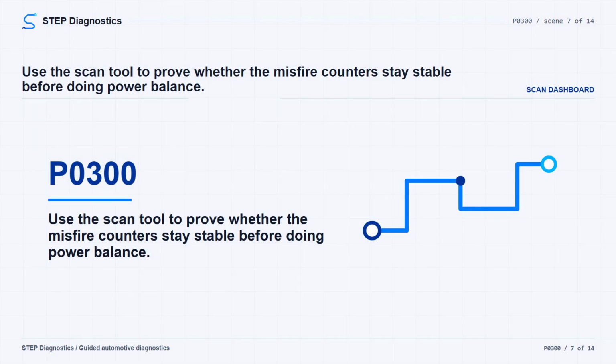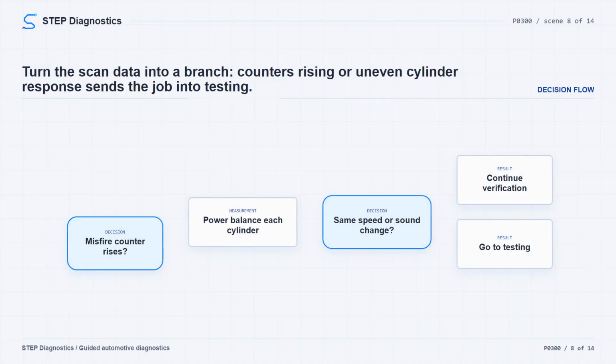Now watch the scan tool misfire data. The cylinder 1 to 8 current misfire counter should not increment. If it does increment, move into circuit and system testing. If it stays stable, enable cylinder power balance and compare how the engine reacts as each fuel injector is turned off. The injector control function disables the fuel injector for 30 seconds when activated, so listen and watch for each cylinder to affect engine speed or sound the same way. If one or more cylinders do not respond the same, move into testing. If all cylinders respond evenly, continue the verification.